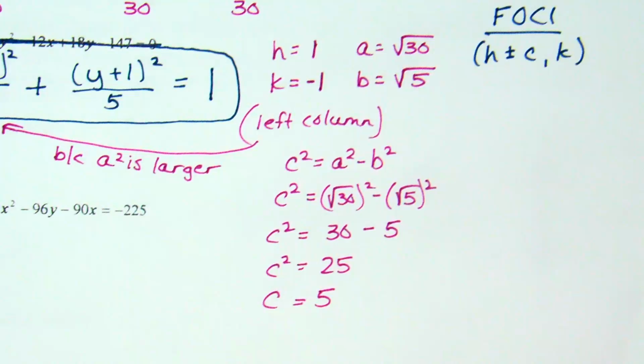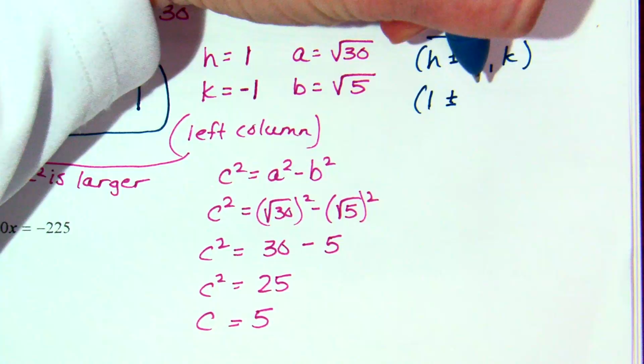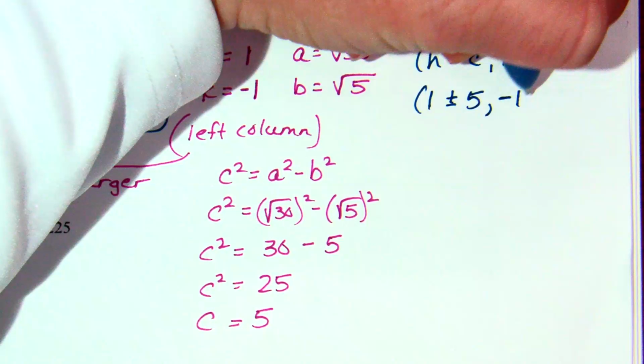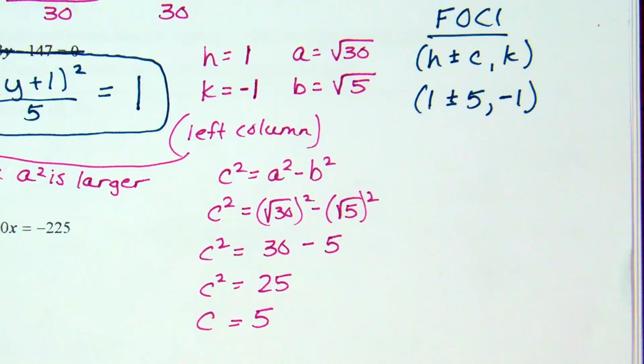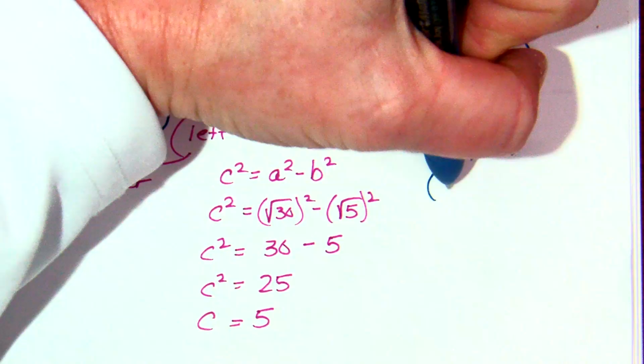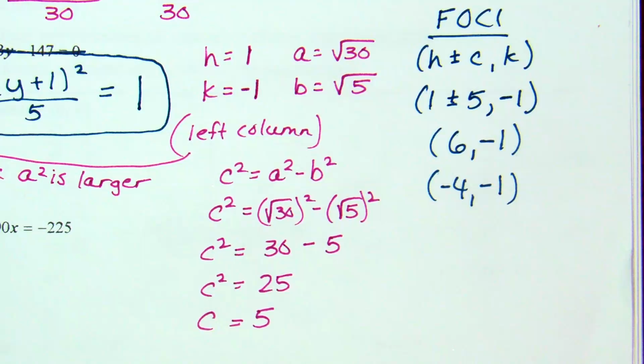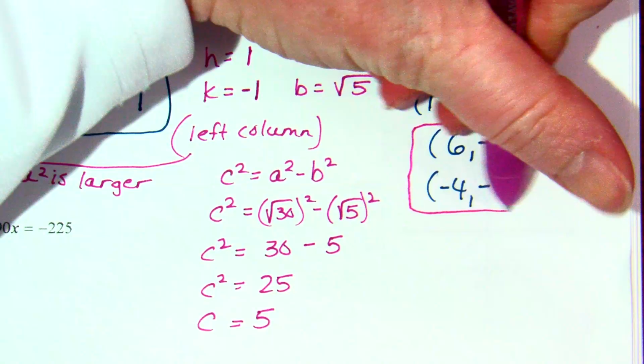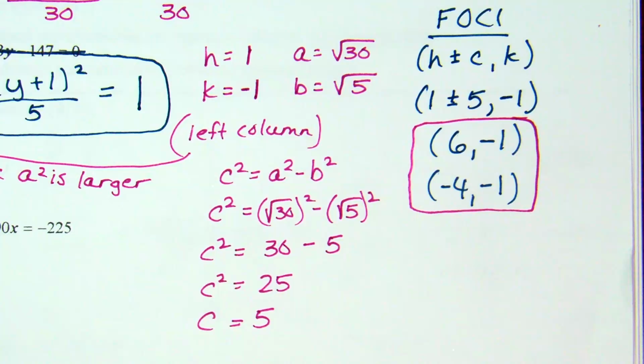Sorry, I'm going to trust that you guys can find that C value if you had to. So, H, which is 1, plus or minus 5, comma K, which is negative 1. But I'm not going to leave that, am I? Because it's a whole number. So I'm going to say (6, negative 1) and (negative 4, negative 1), because I did 1 plus 5 and got 6, and I did 1 minus 5 and got negative 4. And those are my foci.